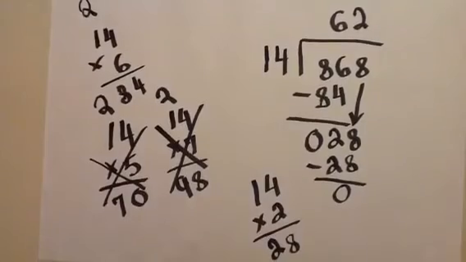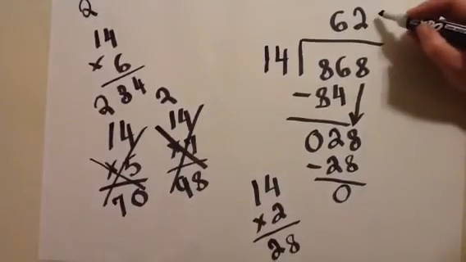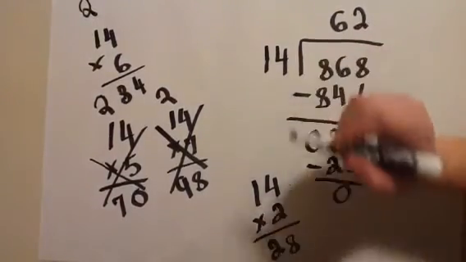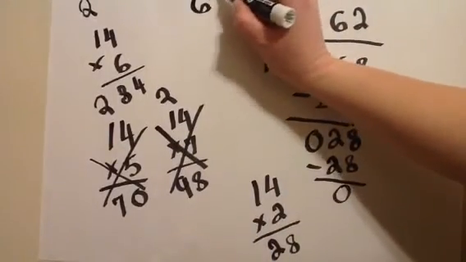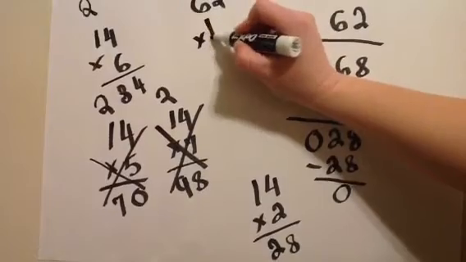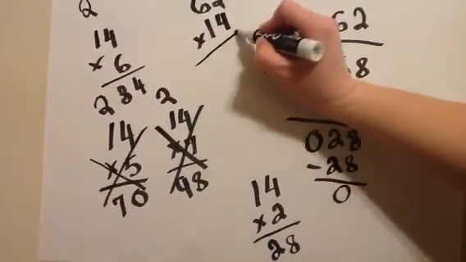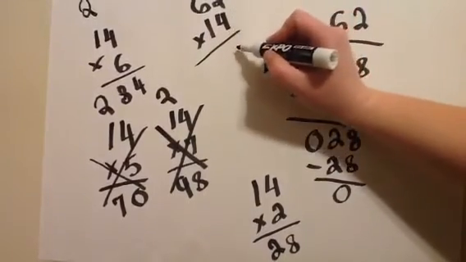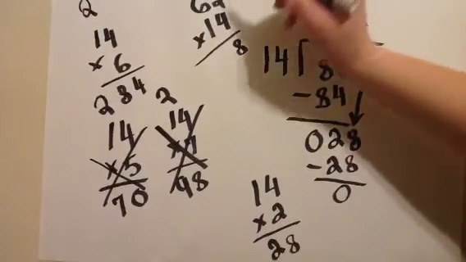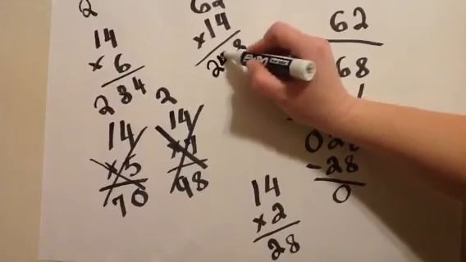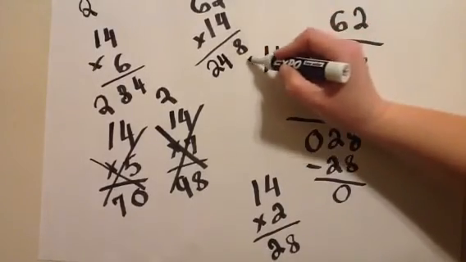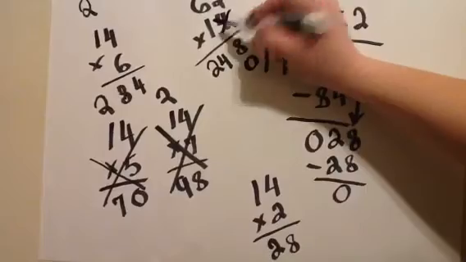Now, what mathematical operation can we do to check our division problem? Well, we can multiply. We can multiply our quotient by our divisor, which is 14. So we're going to multiply 62 times 14. Okay, so 2 times 4 is 8. And then 4 times 6 is going to give us 24. We're going to bring a 0 here because we're done with this ones position.